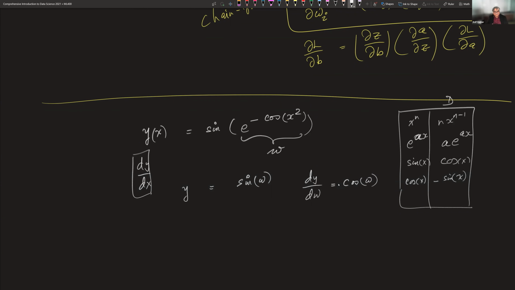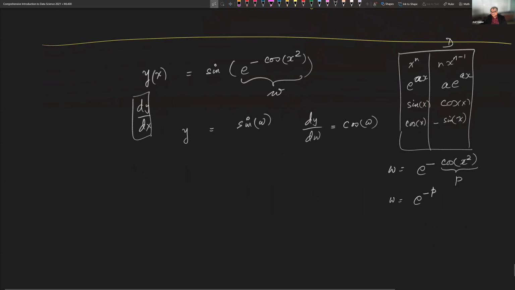But that is not what you were looking for. You were supposed to find dy/dx. So, well, some partial credit. Let's move forward. But w now is a smaller problem. w is equal to e to the minus cosine x squared. Oh boy, that looks scary. If only this part was some other variable, let me just call it p. So suppose w could be written as e to the minus p. Then can we do dw/dp? What is that? Minus e to the minus p. Well, that looks like an improvement.